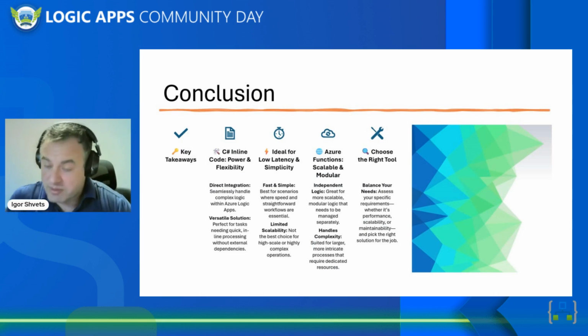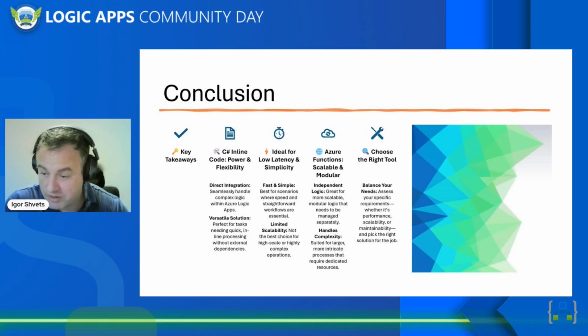So to sum it up, our key takeaway: the C# inline code's power and flexibility is direct integration, seamlessly handling complex logic within Azure Logic Apps. A versatile solution, it's perfect for tasks needing quick inline processing without external dependencies. It's ideal for low latency and simplicity. It's the best for scenarios where speed and straightforward workflows are essential. It has limited scalability, not the best choice for high scale or highly complex operations.